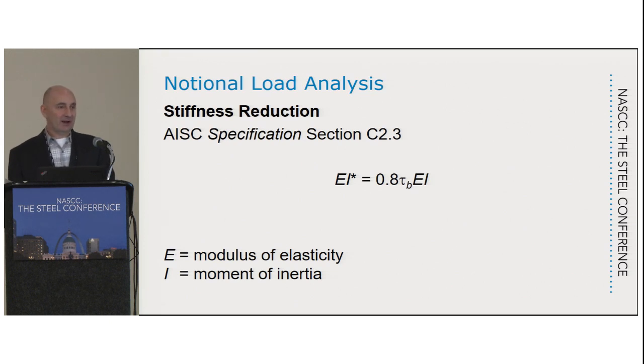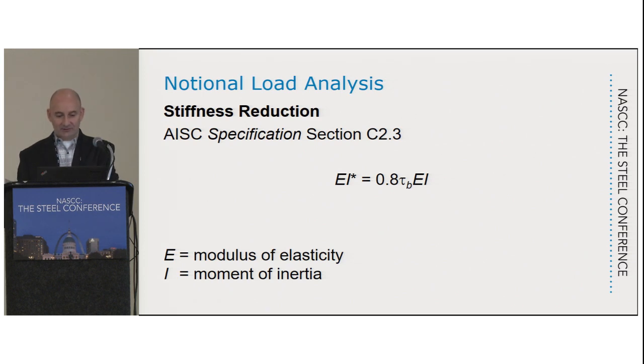Now here's the part where you kind of have to make sure that you're awake because there are a lot of details that you need to look at in this. And one is that you need to use the reduced value for EI, and it's called EI star, and this is used in the direct analysis method in the AISC specification, section C2.3. It's given as 80% times tau sub B times the actual E times I.